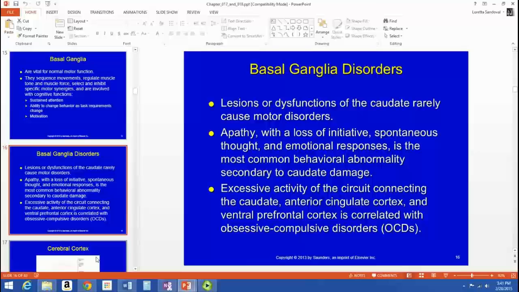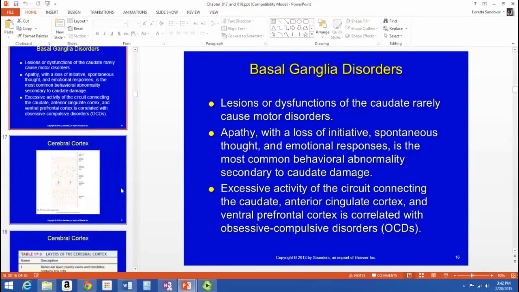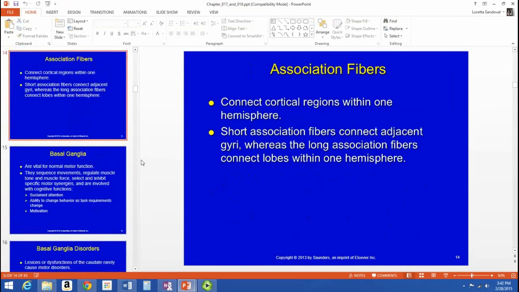So damage causes the apathy and loss of initiative. Excessive activity of that circuit between the caudate and the anterior cingulate cortex and a couple of the other things is correlated with OCD, obsessive compulsive disorders. So that's almost like the opposite end of the spectrum. Excessive activity and their initiative to do all these different things, and sort of a compulsion to do different things. And apathy is the opposite. You don't have a compulsion to do anything. So interesting stuff, I think. We're going to wrap up this part of the lecture right here.